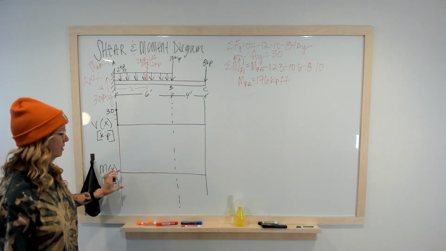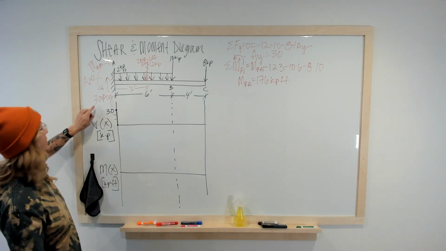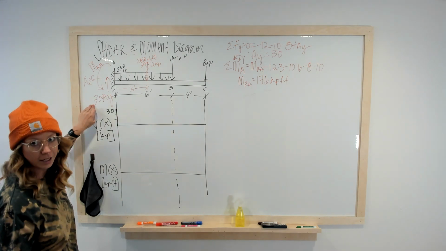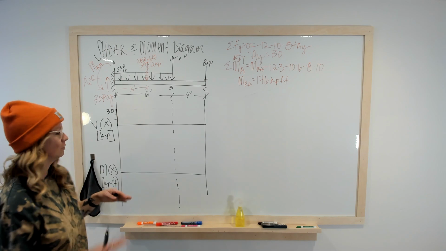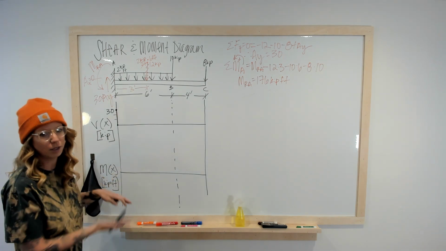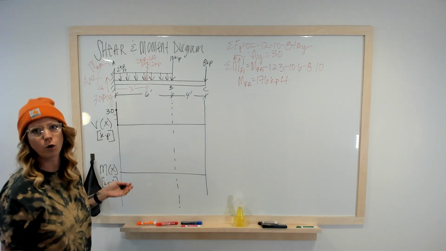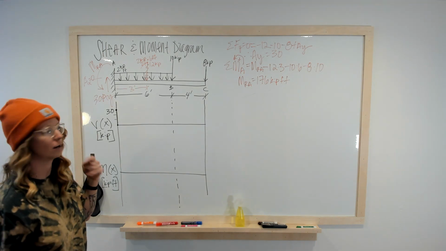Now, this scale and this scale are generally going to be different. If you look at this reaction, we have 30, and this reaction is 176. So you can't keep the same scales for both of them, but you want to make sure everything on your line is somewhat proportional. I'll attempt to do that on here.